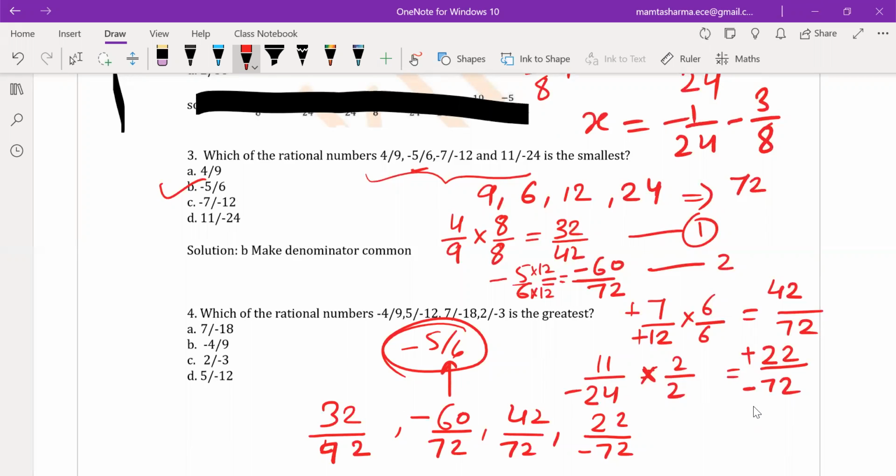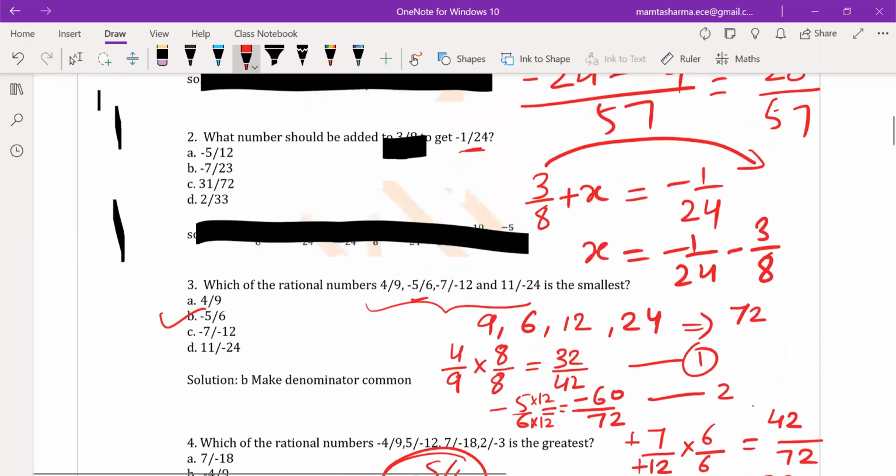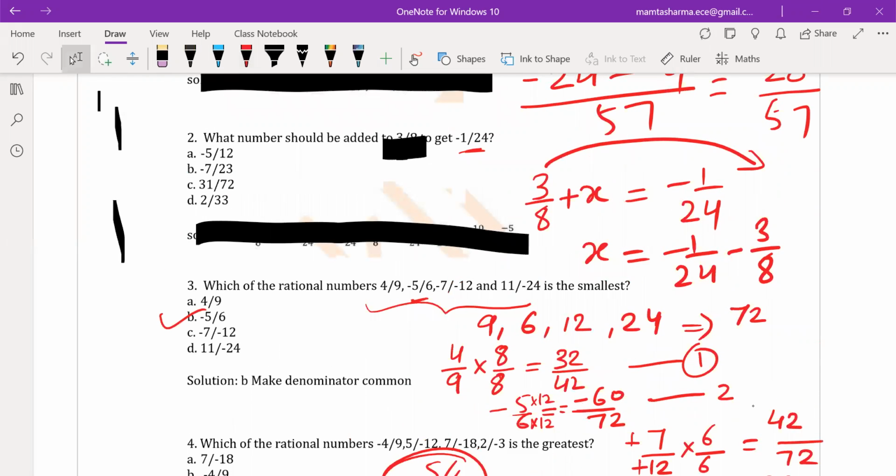Okay, the same procedure you apply if this type of question is asked, that any rational numbers are given. Make their denominators equal and then compare the numerators. Then write the corresponding number.